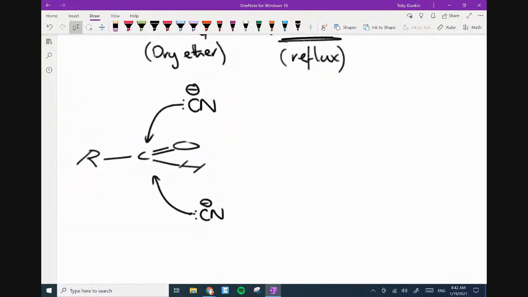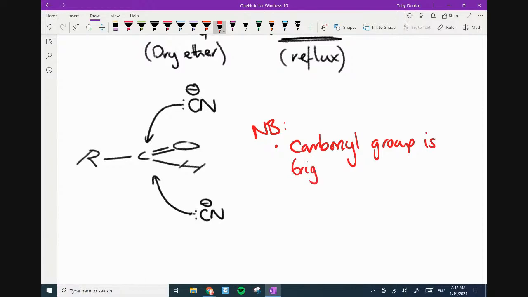But what we need, the bullet point here, and this is the nota bene, and this is important, guys. So bullet point number 1, the carbonyl group is trigonal planar. 1 mark. Trigonal planar. Tick. 2nd mark. Can be attacked by nucleophiles.